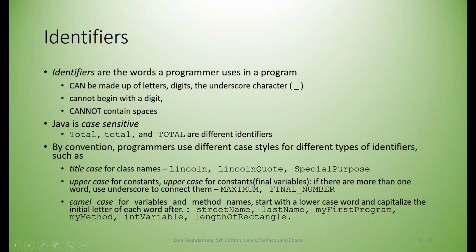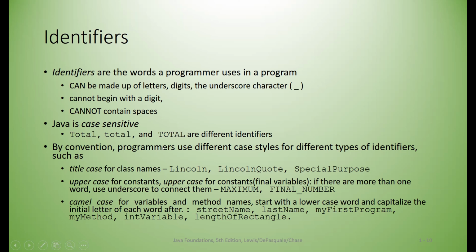So your class name is an identifier. Your method name is an identifier. Remember, it cannot contain spaces. That's why I keep saying your class name cannot have spaces. Okay, so Java is case sensitive. That means total are different identifiers. Uppercase, lowercase are different. Okay.